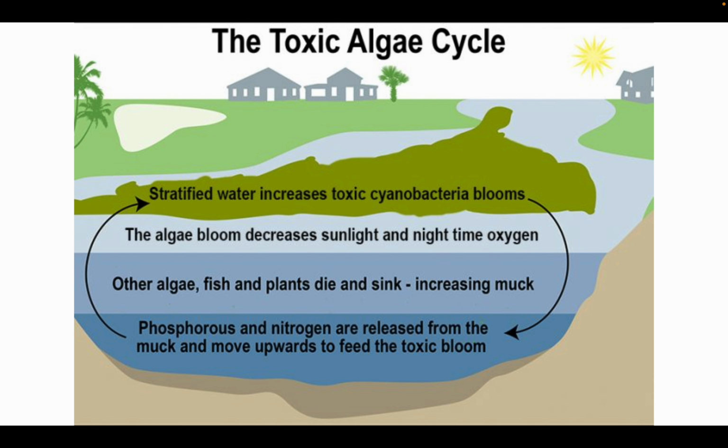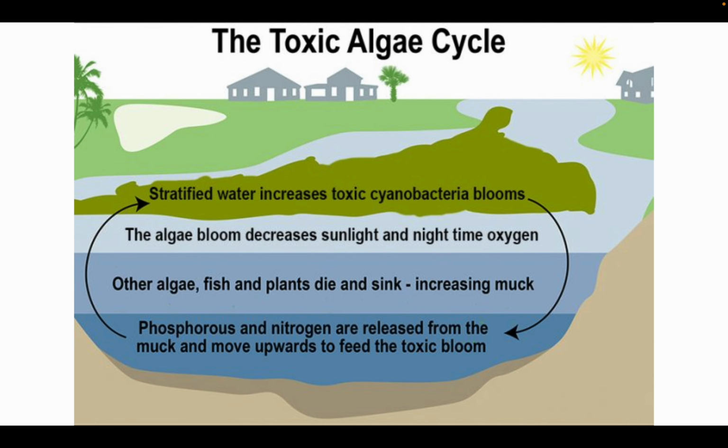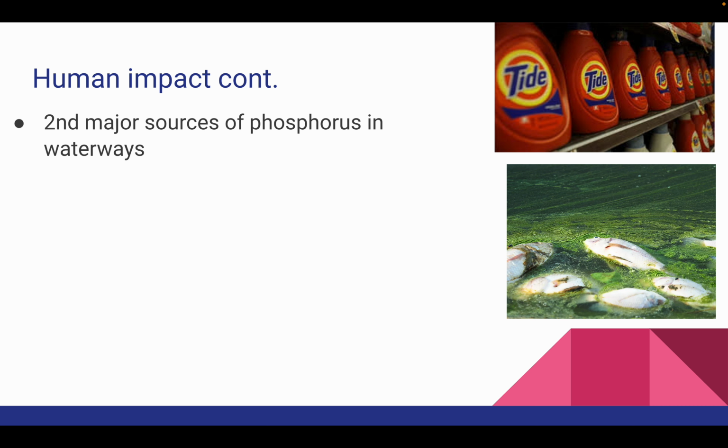So again, just to reiterate, the stratified water is going to increase toxic cyanobacteria blooms, again, increasing phosphorus. That leads to them decreasing the amount of sunlight, because again, like we see before in these pictures up here, you really can't get sunlight through a layer that thick, decreasing amounts of oxygen. Thus, other species of algae, fish, plants, and animals are going to die, sink to the bottom, and increase what we call muck, which is eventually going to be broken down by decomposers and other species, and that then releases nutrients back into the environment, thus giving the cyanobacterial blooms, these toxic algal blooms, more nutrients and energy.